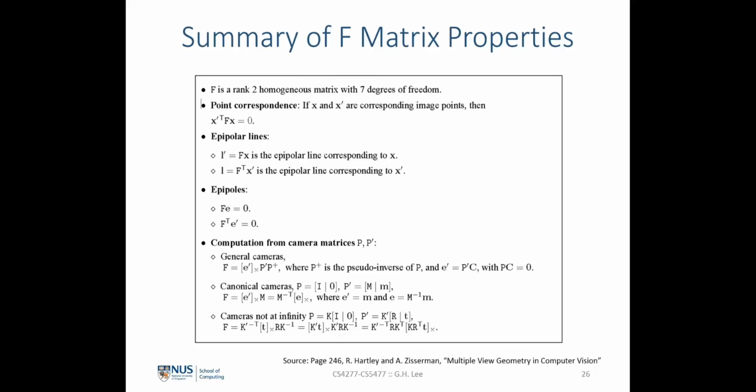And here's a table to summarize the properties of the fundamental matrix that we have seen earlier on. It has 7 degrees of freedom, and the correspondence equation is given by X prime transpose F X, and then the epipolar lines in the two views are given by F X and F transpose X prime. We have also seen that the epipoles are given by the left and right null space. And we have also seen the algebraic derivations that the fundamental matrix can be expressed in terms of the epipole and the camera projection matrices that we have seen earlier on.